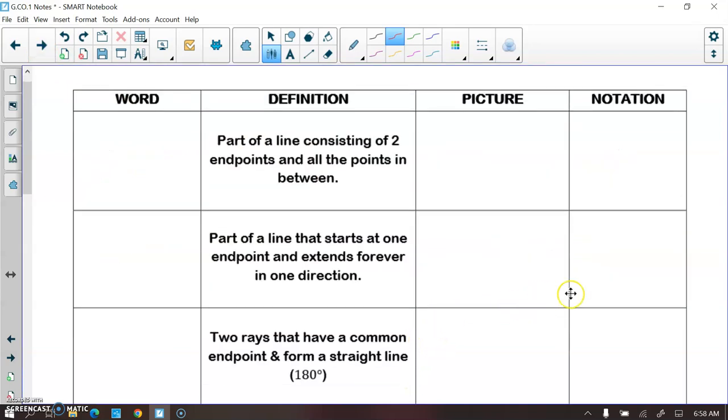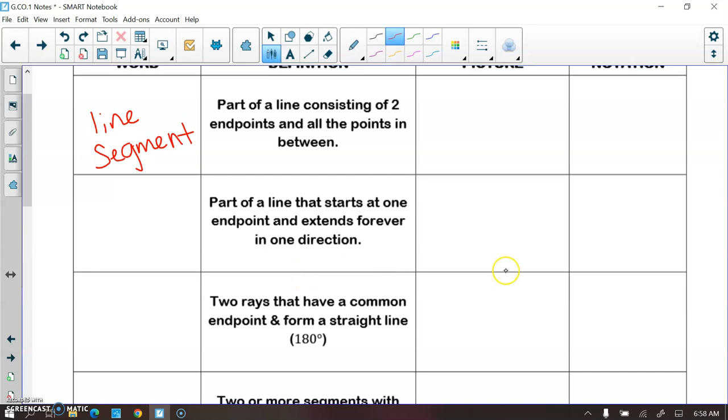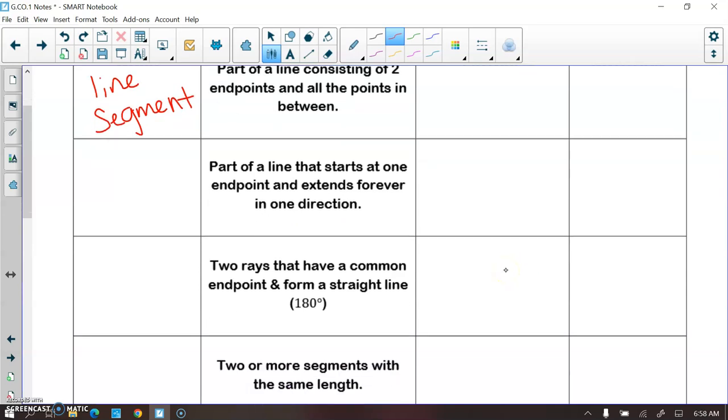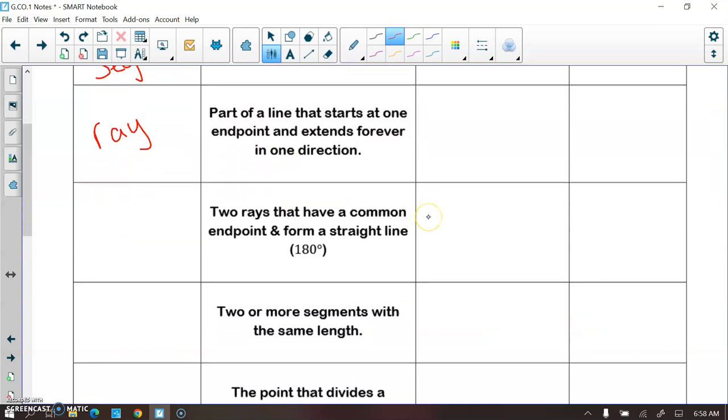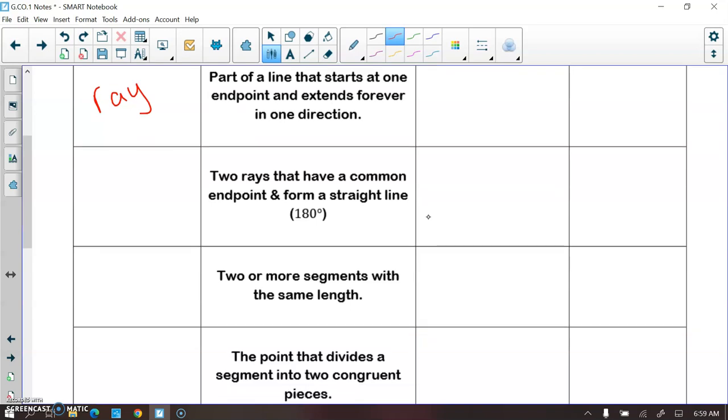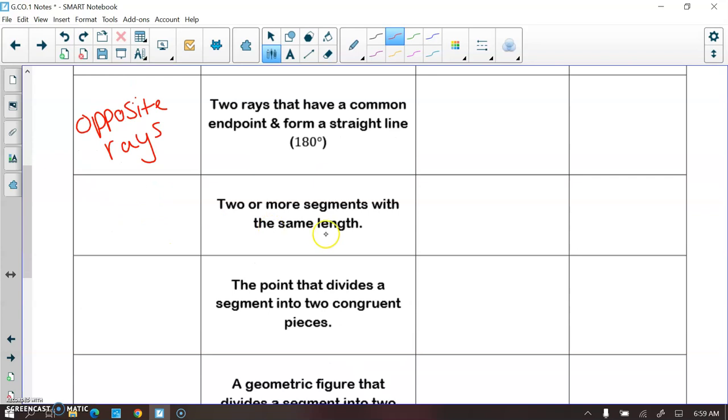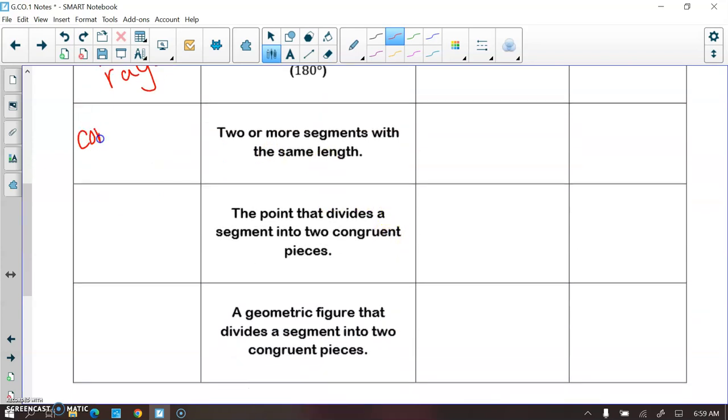All right, part of a line consisting of 2 endpoints and all the points in between. This is a line segment. We'll talk about the picture and notation in a moment, and probably in a new video. Part of a line that starts at 1 point and extends forever in one direction. This is a ray. 2 rays that have a common endpoint and form a straight line. This is opposite rays. 2 or more segments with the same length. This is congruent segments.